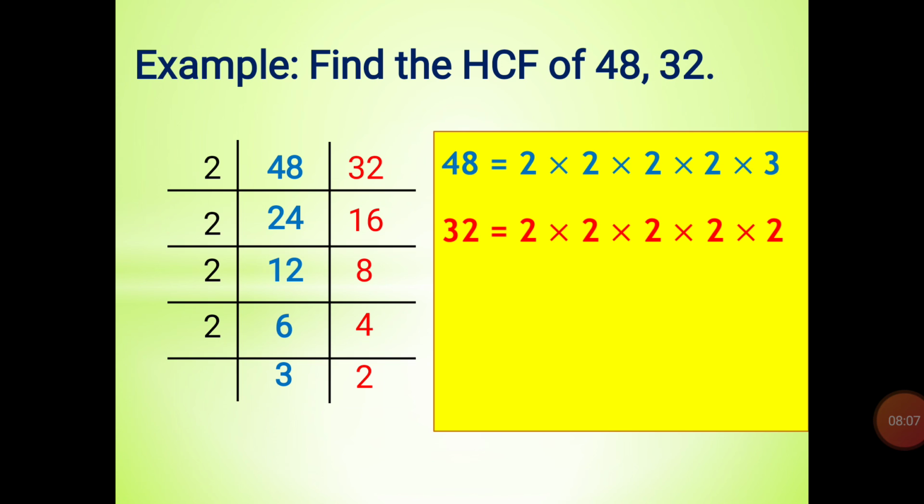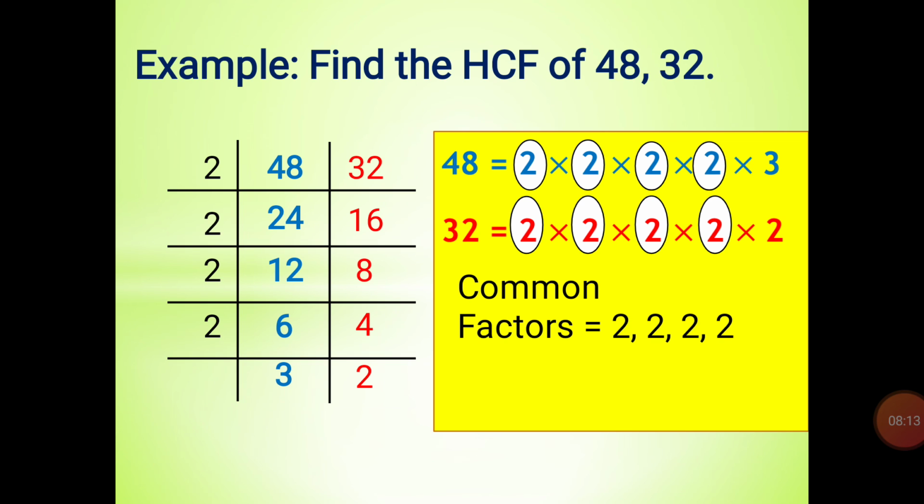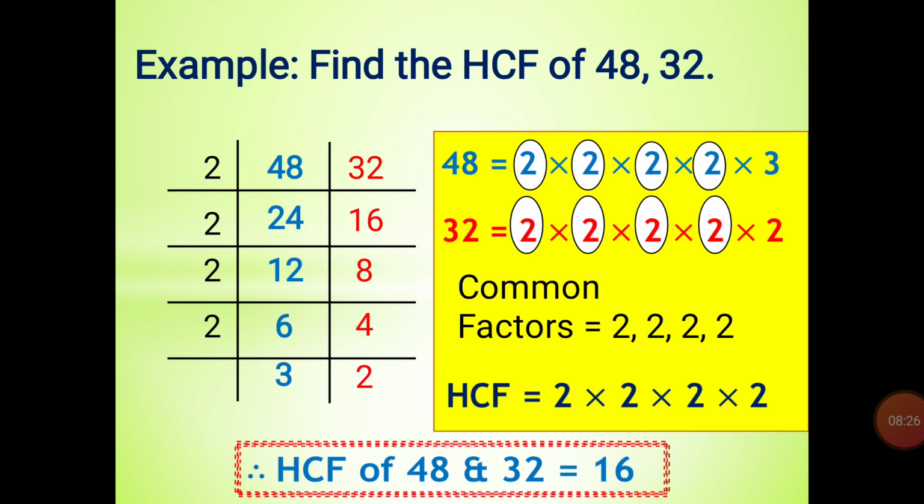Here we will begin with the second step, that is finding the common factors, and that is four times 2. We will write it separately. Now we will write HCF is equal to 2 into 2 into 2 into 2. Multiply. 2 2s are 4, 4 2s are 8 and 8 2s are 16. Therefore, HCF of 48 and 32 is 16.